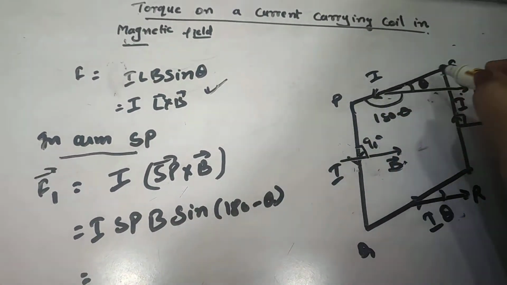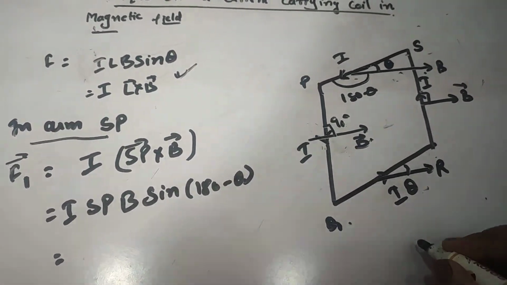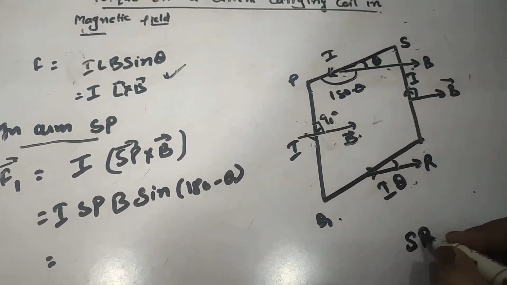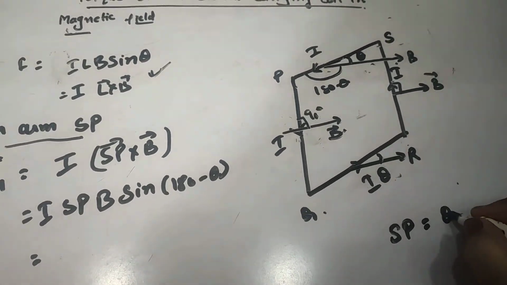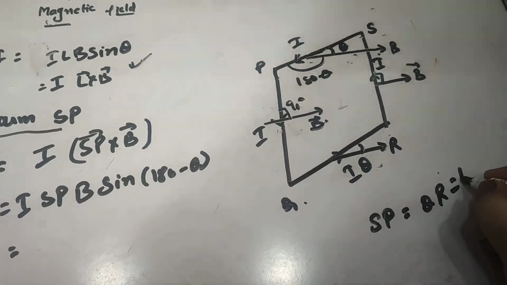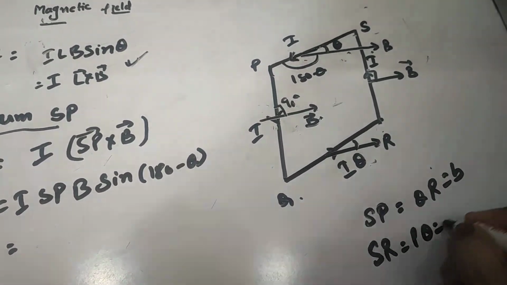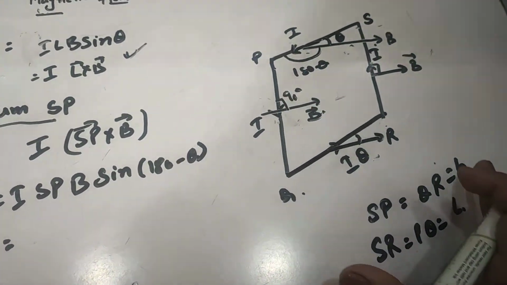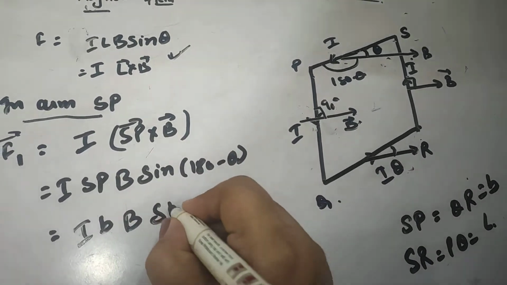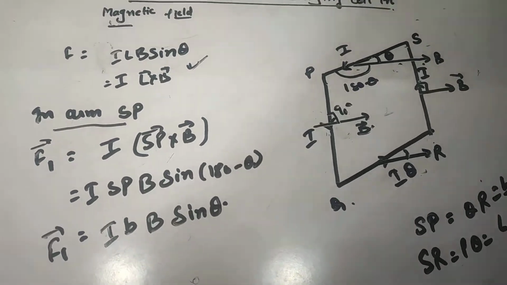Let us suppose this length SP, this RQ is equal to B, the breadth. So SP is equal to QR, and this SR is equal to PQ is equal to L, the length. So this SP is B, so we'll write I B B sine 180 minus theta, which is sine theta. Now let us find the direction of force.